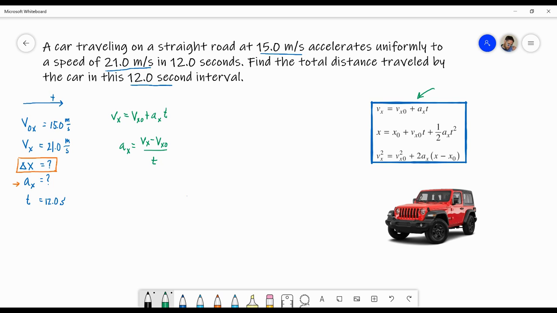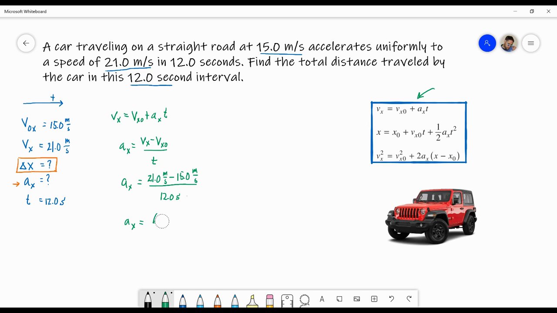It's a little quick algebra there. But now I can start plugging in my numbers, and that'll work out just fine. So my ending velocity is 21.0 meters per second minus my starting velocity, which is 15.0 meters per second. And then my time is 12 seconds. Right? And that's all going to equal my acceleration. And in the end, I can go ahead and solve this. I don't even need a calculator to solve this because 21 minus 15 is 6.